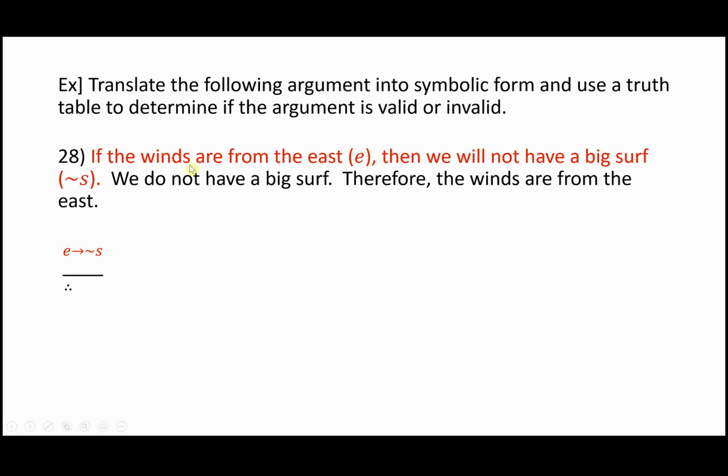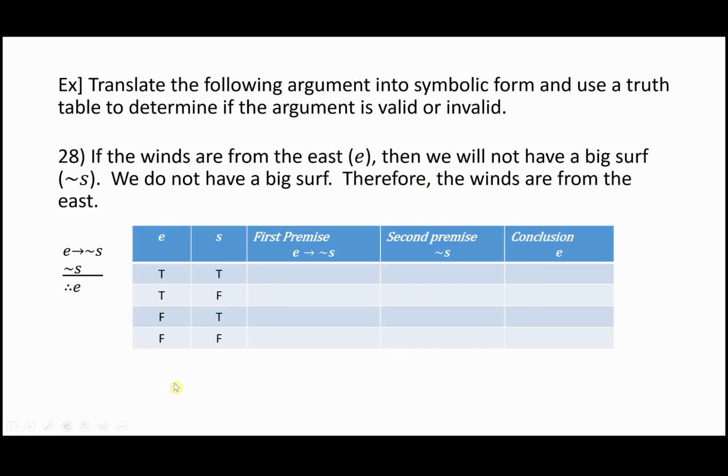Okay, how do we translate the second sentence, aka the second premise? We do not have big surf. Well, that's tilde S, right? Okay, and the last sentence, therefore the winds are from the east. Go ahead and represent that with the letter E alone. That will be appropriate there.